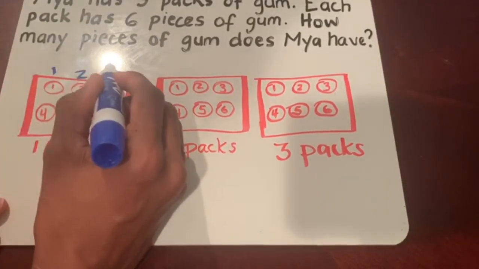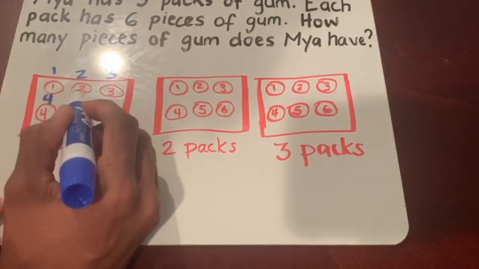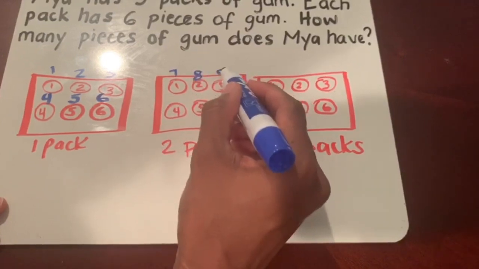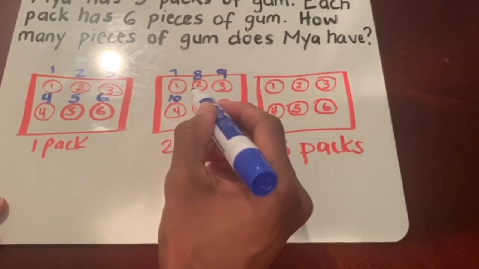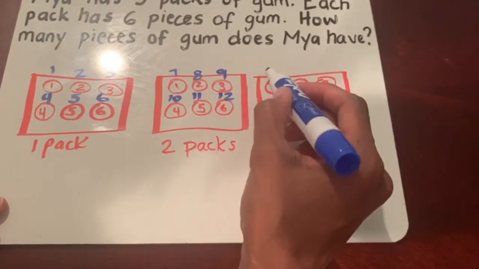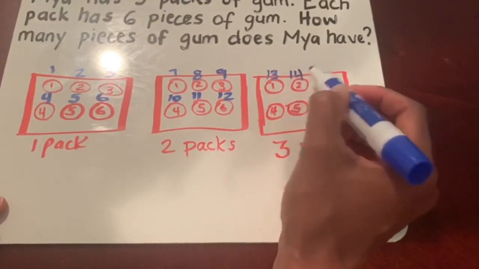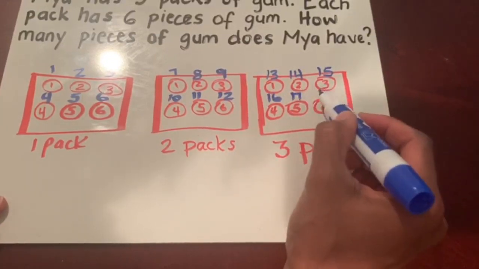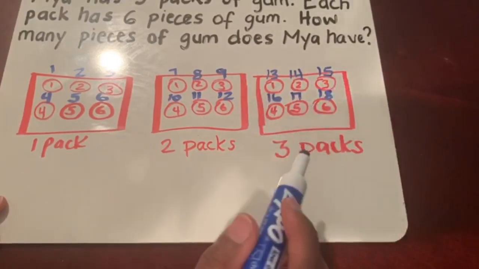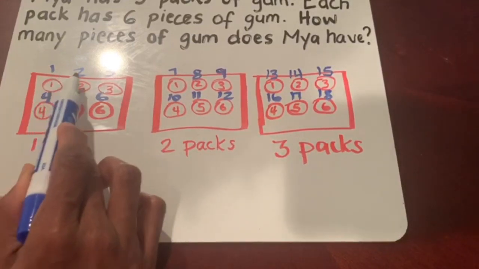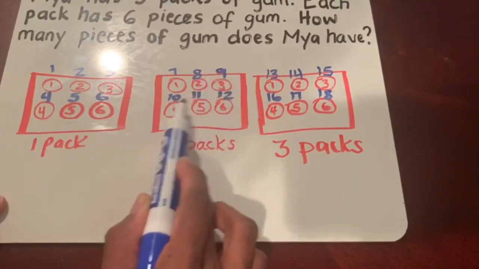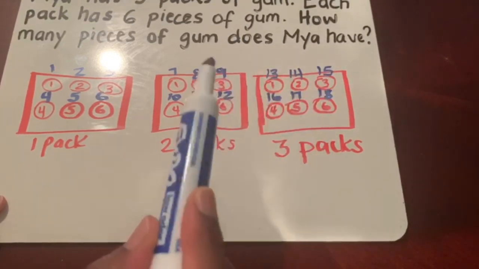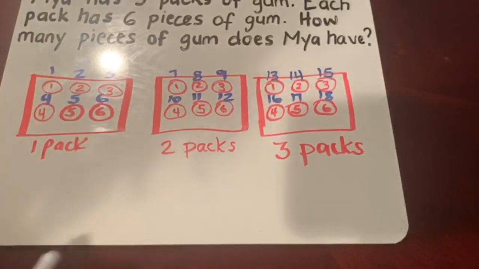1, 2, 3, up to 18. Notice how I labeled on top of each piece of gum. That way I do not miss any of them. I counted accurately.